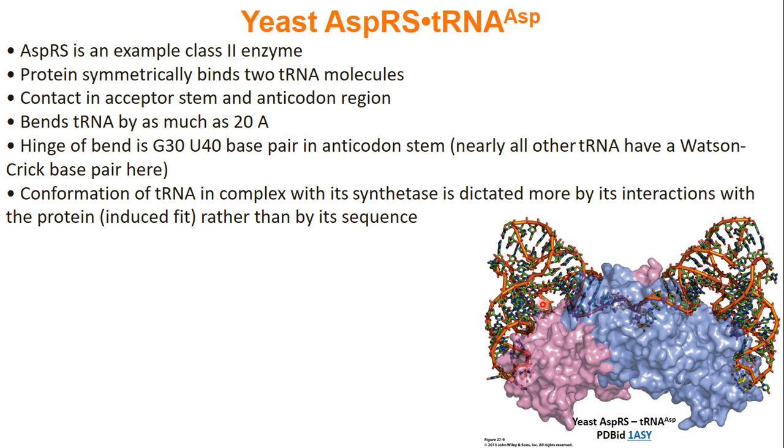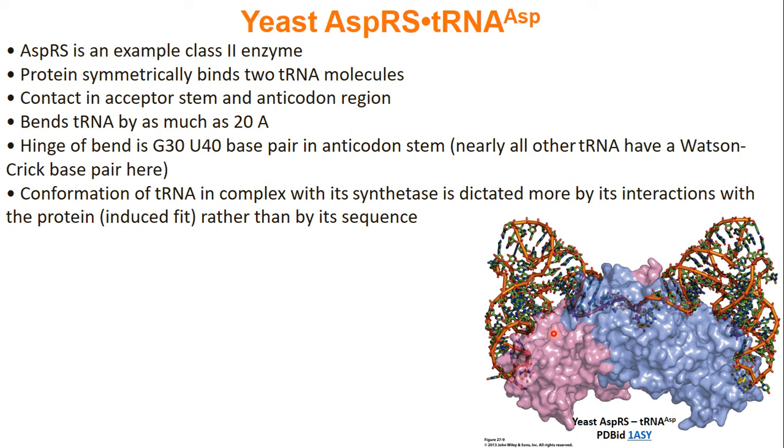Now this is an example of our class 2 enzyme, AspRS, that's found in yeast. What's interesting about this enzyme is that it binds 2 tRNAs at once, symmetrically. The contact for this binding happens in the acceptor stem and in the anticodon region. And when our tRNA binds, it can bend by as much as 20 angstroms.